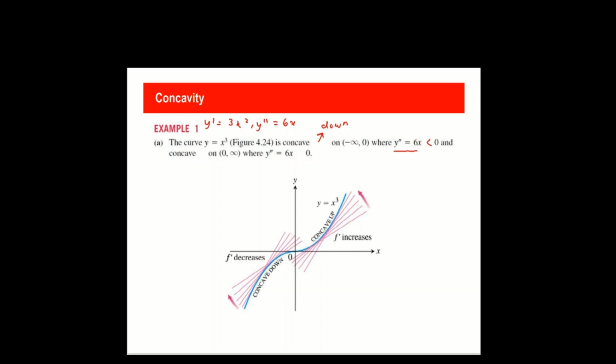And of course, in contrary, it is concave upward on the interval 0 to infinity, where 6x is always greater than 0, based on a similar conclusion. You have 6x, you plug in any positive value, and it will always be greater than 0.